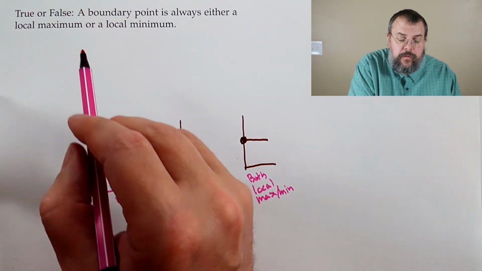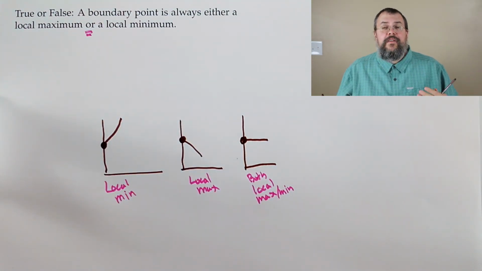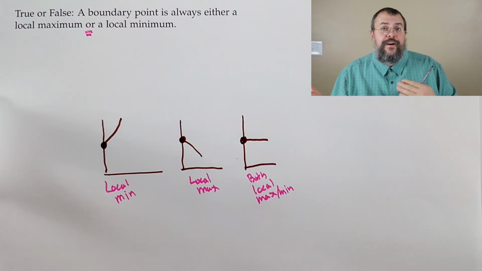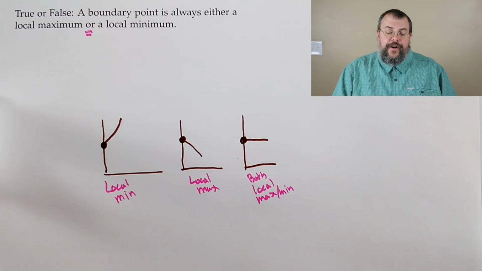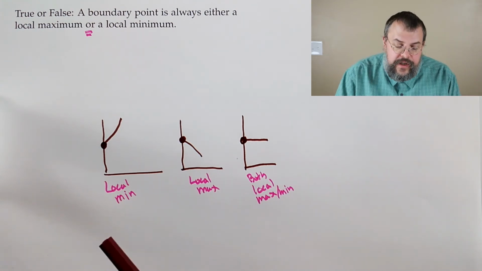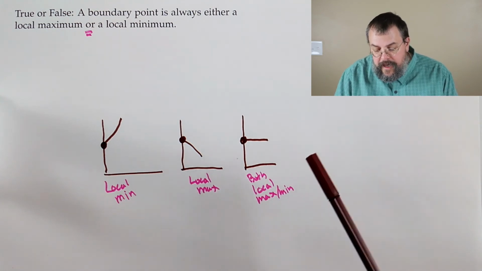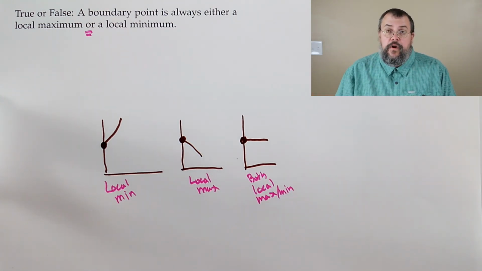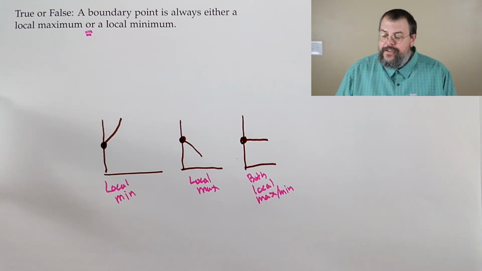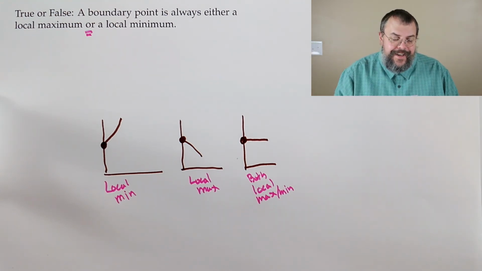Now, notice the word or. It has a very technical meaning in math. Or means one, the other, or both. So you're allowed to be both a local min and a local max. So it certainly seems the case, well, look, we're either going up, or we're going down, or we're flat. In any of those cases, our boundary point is a local max or a local min. So yeah, okay, that's good. All right, so that must mean the answer is true, right?